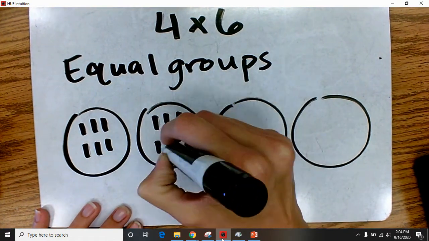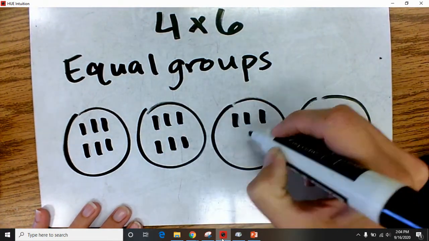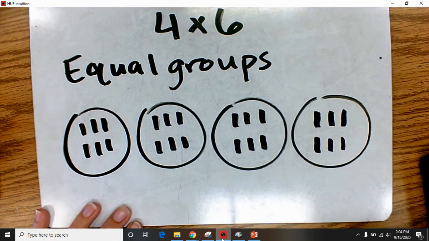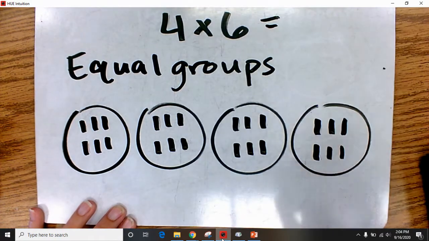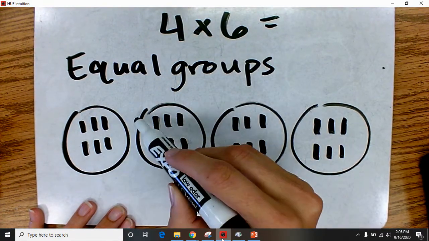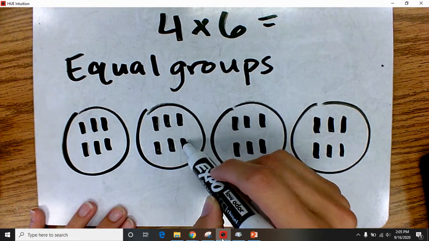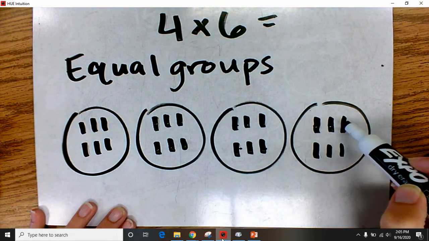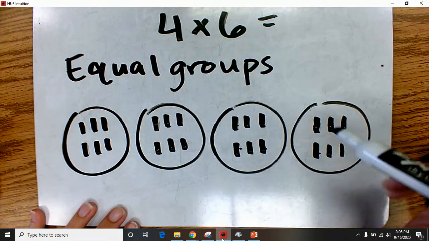1, 2, 3, 4, 5, 6 in each group. And then to figure out the answer, I just have to count the total number of objects. So that's 6, 7, 8, 9, 10, 11, 12, 13, 14, 15, 16, 17, 18, 19, 20, 21, 22, 23, 24.